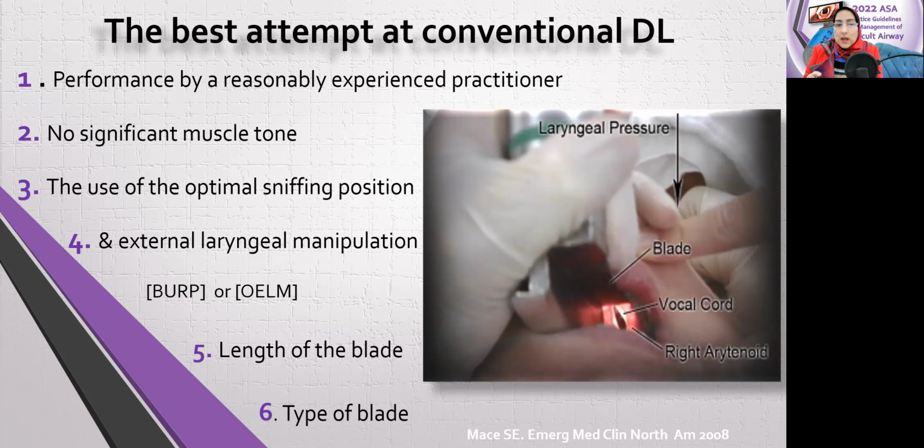It is either BURP, backward, upward, rightward pressure on the larynx, or optimal external laryngeal manipulation. This can be done by manipulating the thyroid cartilage. You have to use the optimal length and optimal type of blade for laryngoscopy. We will talk about all this next lecture, when we talk about predicting airway and preparation for difficult airway.